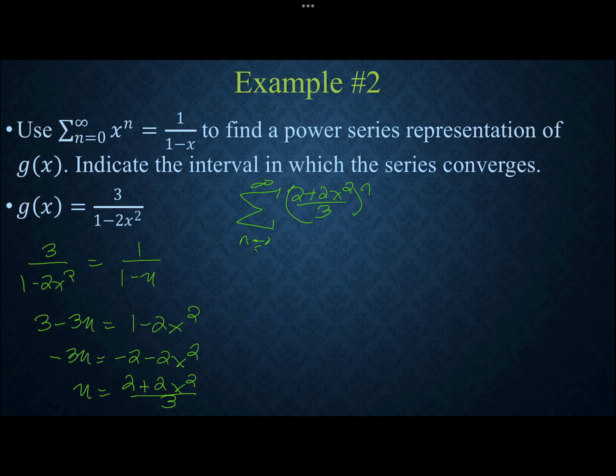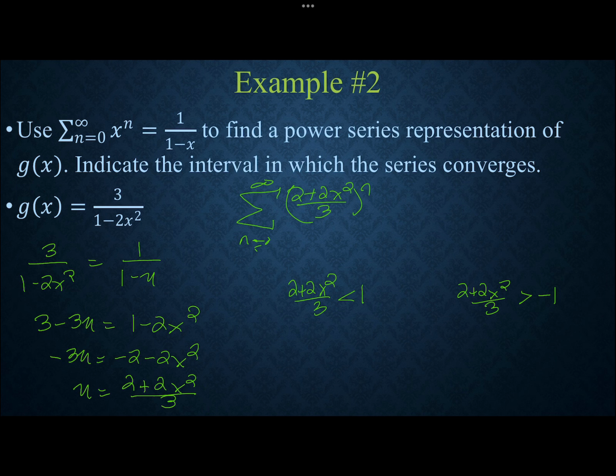Now for the convergence, because it's being squared, we can't work with the compound inequality in that same kind of way. We have to recognize what's happening: we would have the inside, (2 + 2x²)/3, less than 1, and then (2 + 2x²)/3 greater than negative 1. We have to solve two separate inequalities because of the x squared aspect of the problem.